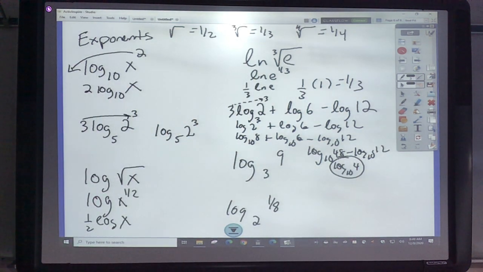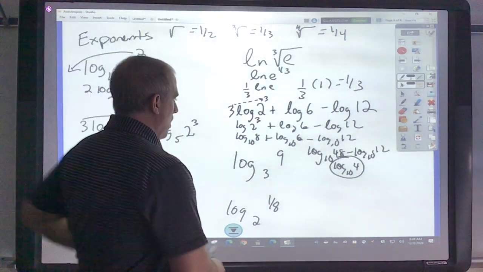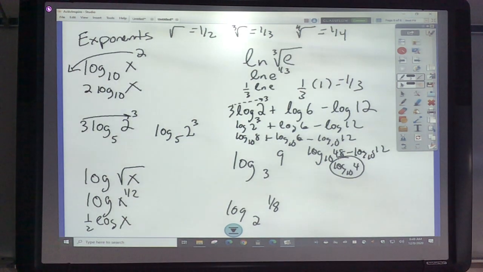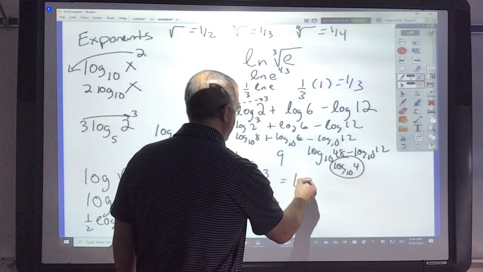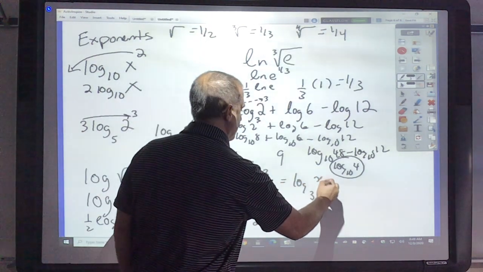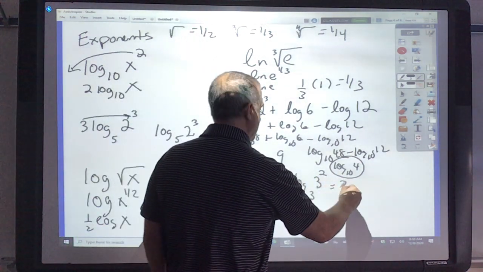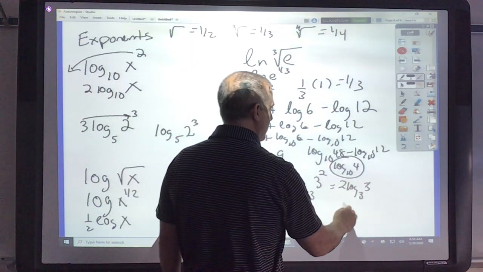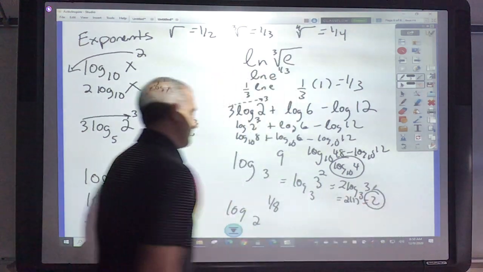The other thing I want to talk about is rewriting bases with exponents. Oftentimes, if you see a commonality, I can rewrite 3 as a different base. What do I mean? Well, 9 is just 3 squared. So what that allows me to do is move the 2 down in front, and then I know that log base 3 of 3 would be 1, so it would be 2 times 1. So the answer here would just be 2.